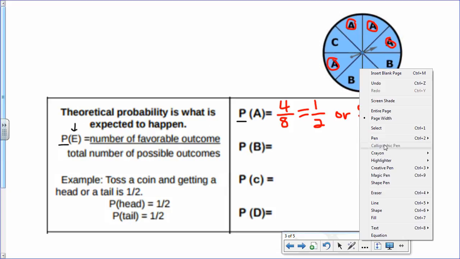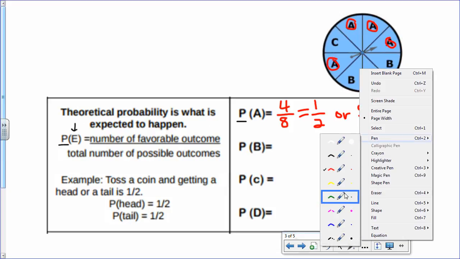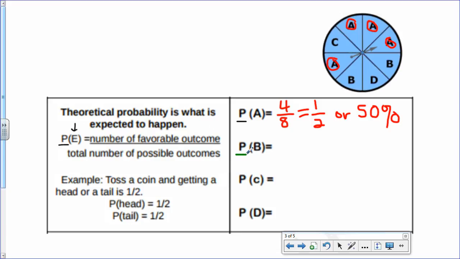The next one we want to find the probability of is B. Again, P stands for probability. So let's count the B's on the spinner. There are 1, 2 B's on the spinner. So the probability of spinning a B is 2 over 8, or we can say 1/4, or 25%. So there's a higher chance of getting an A. But again, this is in theory. So if we actually were to spin the spinner, that may not be what happened.